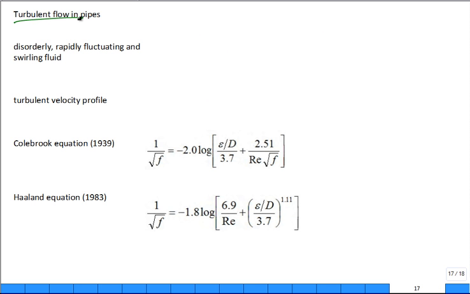How about turbulent flow? Might get right away to turbulent flow. Well, it's very disorderly. There's a lot of rapid fluctuations in the flow. It's swirling, and it's well mixed, okay? You have a very blunt velocity profile, and they've been studying it for a long time. There's an equation, the Colebrook equation, that came out, look how long ago, right? 1939. It's a long time ago. And what do they have here? F. What is F? Friction factor. And they have Reynolds number, turbulent flow, it needs to be over 2300 for turbulent flow.